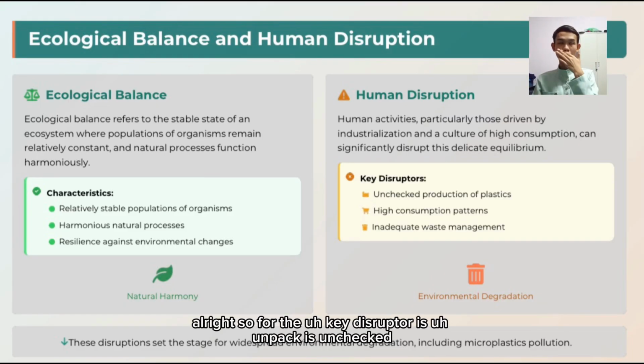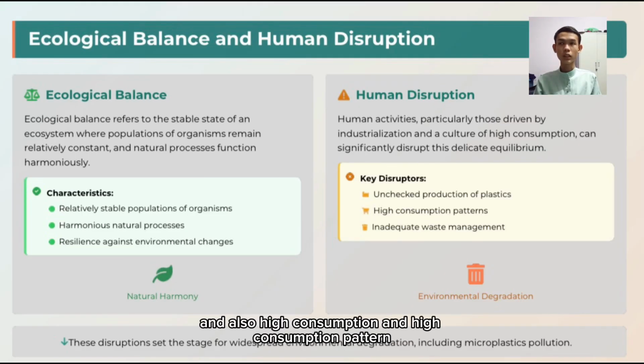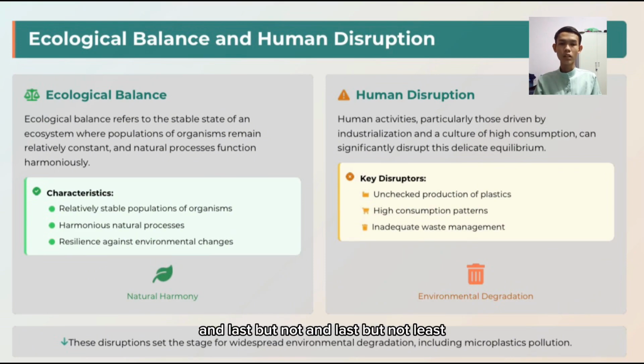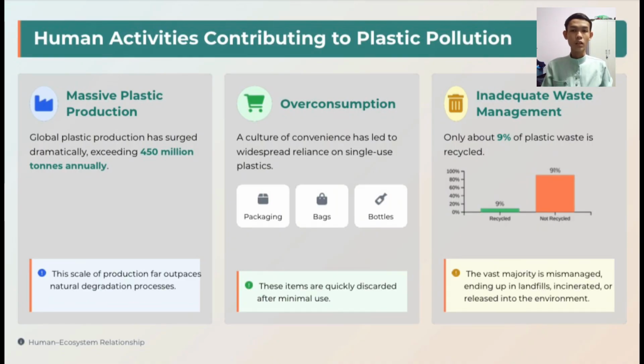Alright, so the key disruptors are unchecked production of plastic, high consumption patterns, and last but not least, inadequate waste management. So the first human activity contributing to plastic pollution is massive plastic production.